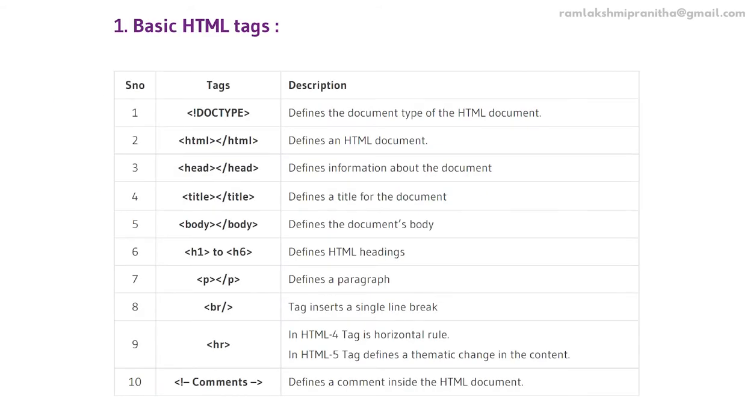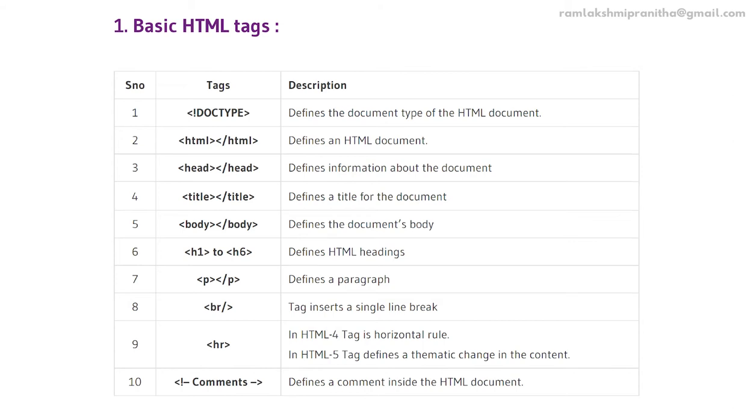1. Basic HTML tags. Let us learn about some basic HTML tags. 1. Doctype tag. Doctype tag defines the document type of the HTML document. 2. Open and closed HTML tag. HTML tag defines an HTML document. 3. Open and closed head tag. Head tag defines information about the document.